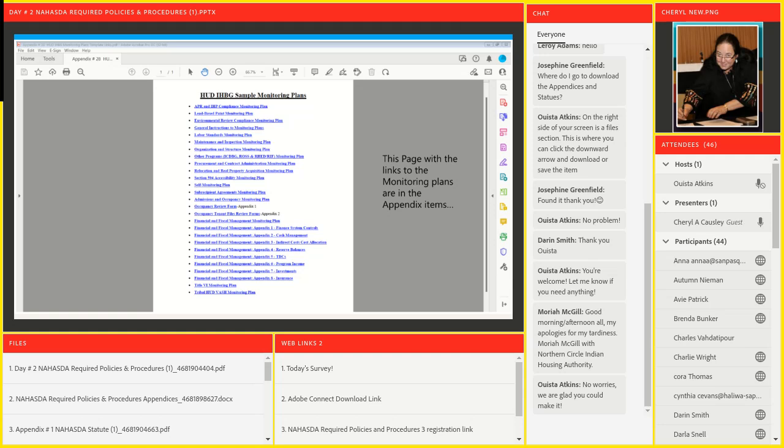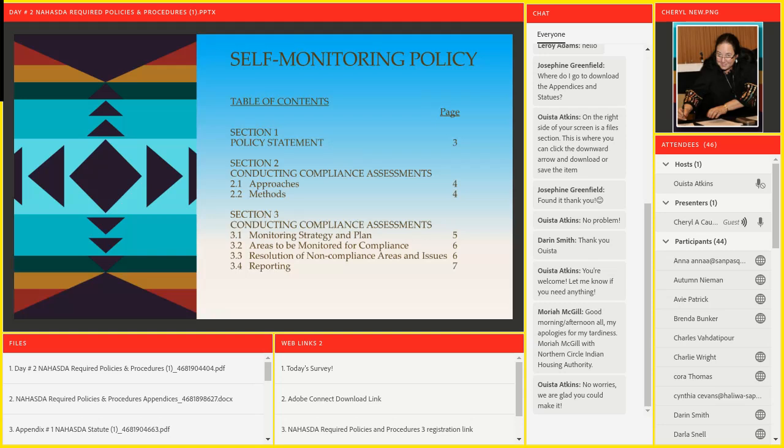And I would definitely suggest your different departments try to review these, and that'll help with your self-monitoring. So you should have a self-monitoring policy, a policy statement, conducting compliance assessments, approaches, methods, monitoring strategy, your plan, and areas to be monitored for compliance. You might not hit them all within a year, but make sure you're looking at something and don't keep hitting the same ones year after year. Then resolutions of noncompliance, areas and issues, and reporting.